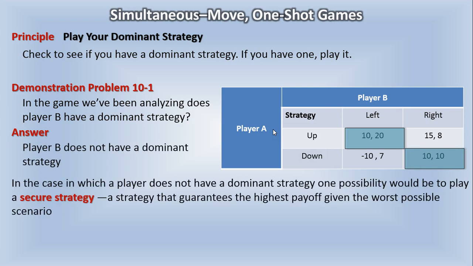So when a player does not have a dominant strategy, it might be an option for them to play what's called a secure strategy. In the case in which a player does not have a dominant strategy, one possibility would be to play a secure strategy, a strategy that guarantees the highest payoff given the worst possible scenario. So essentially they look at what is the worst case for them in each option based on what their opponent might do, and then minimize that by choosing the lesser of the two evils, essentially, which is what all of us should have done in November.